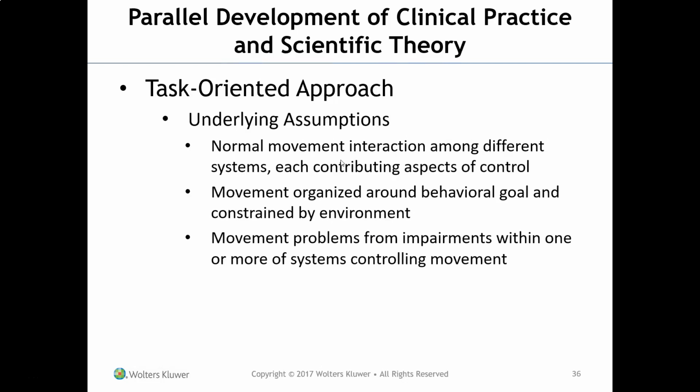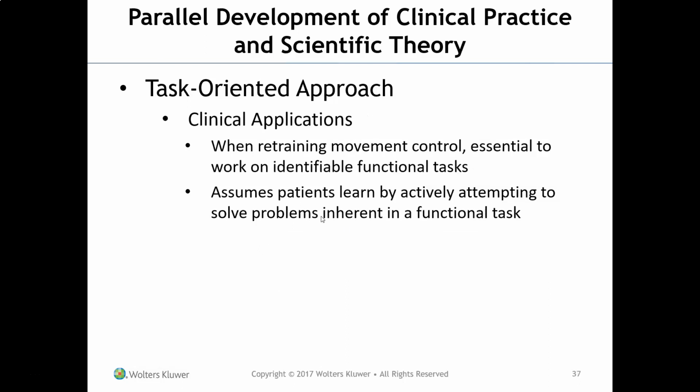Underlying assumptions that you make during the task-oriented approach is that normal movement interaction among different systems, each contributing aspects of control. Movement is organized around behavioral goal and constrained by the environment, and movement problems from impairments within one or more systems controlling the movement. Okay, so those are some assumptions that you make.